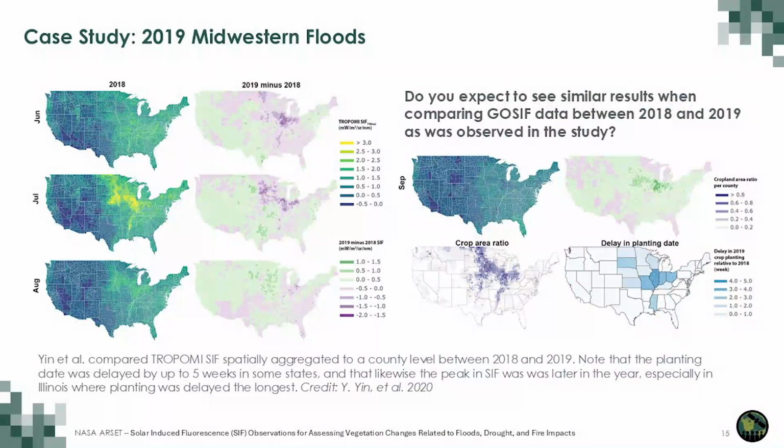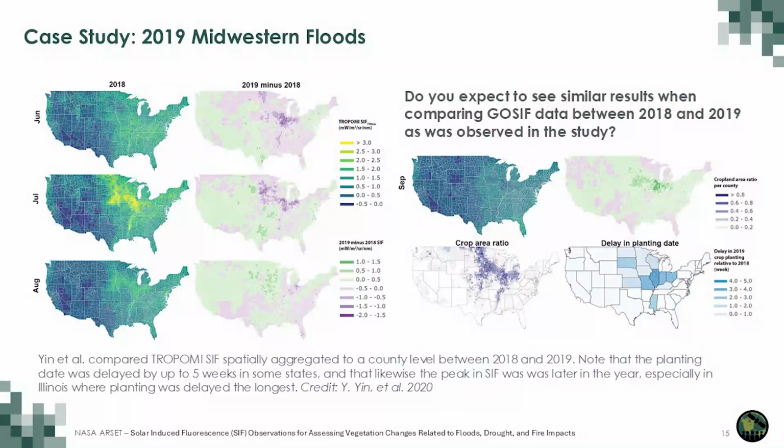So let's turn over now to the SIF analysis that the researchers did in their study. In their case, they used TROPOMI SIF at 740 nanometers, spatially aggregated to a county level, and took the difference between 2019 and 2018 for each month over the growing season. Reinforcing the findings that we looked at in the previous slide, you can see that the delayed planting date in this last plot over here, up to 5 weeks in the case of Illinois, meant that the early growing season exhibited much lower than normal SIF. So if we look at the June data, we can see that the difference over here shows lower than normal SIF.